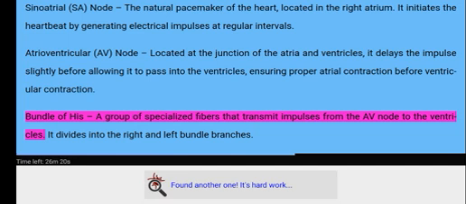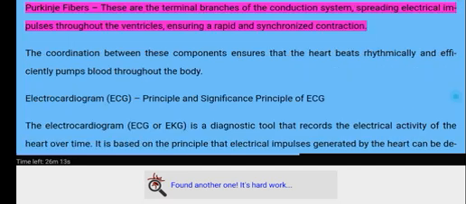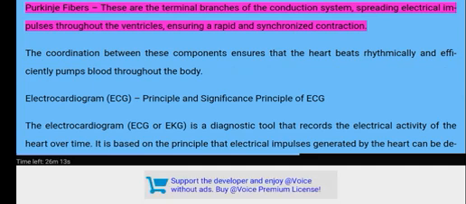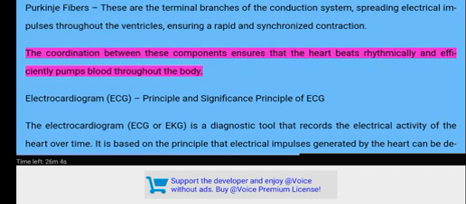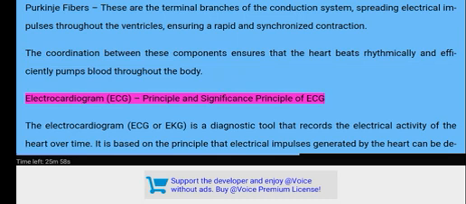Bundle of His, a group of specialized fibers that transmit impulses from the AV node to the ventricles. It divides into the right and left bundle branches. Purkinje fibers, these are the terminal branches of the conduction system, spreading electrical impulses throughout the ventricles, ensuring a rapid and synchronized contraction. The coordination between these components ensures that the heart beats rhythmically and efficiently pumps blood throughout the body. Electrocardiogram, ECG, principle and significance.